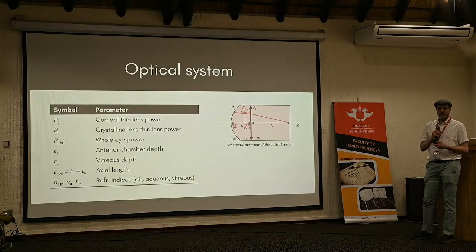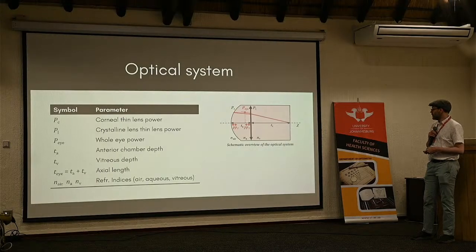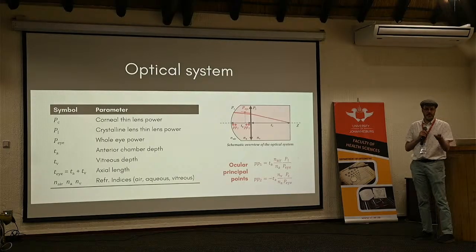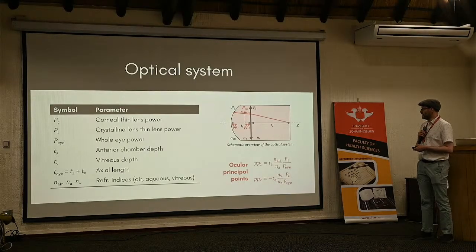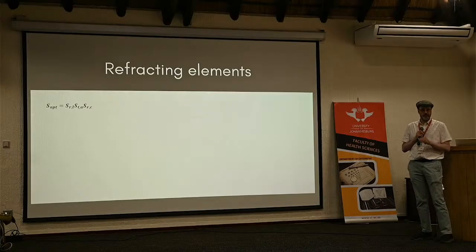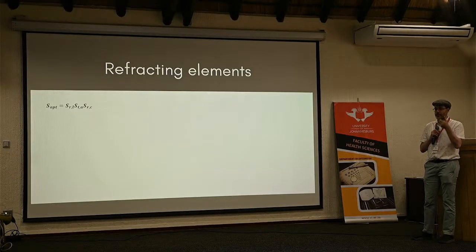Another thing that we need here, which will become quite clear later on, are the formulas for the principal points. We're going to use these forwards and backwards a couple of times. So, like Tanya said, we start with the refracting elements: the cornea, the lens, and the distance in between, the anterior chamber. Just to keep it simple. Essentially, what you're creating here is a thick lens, right? You have two lenses and a distance.